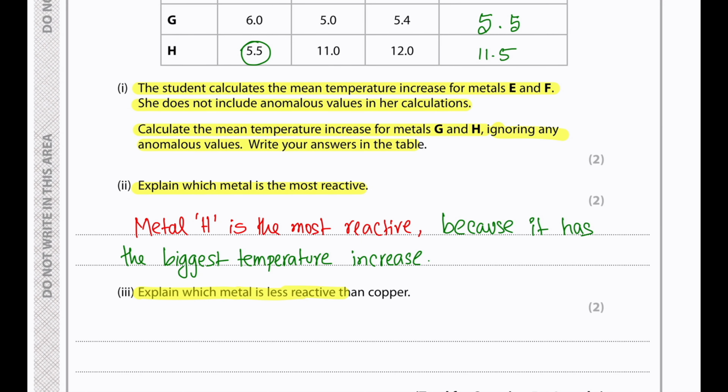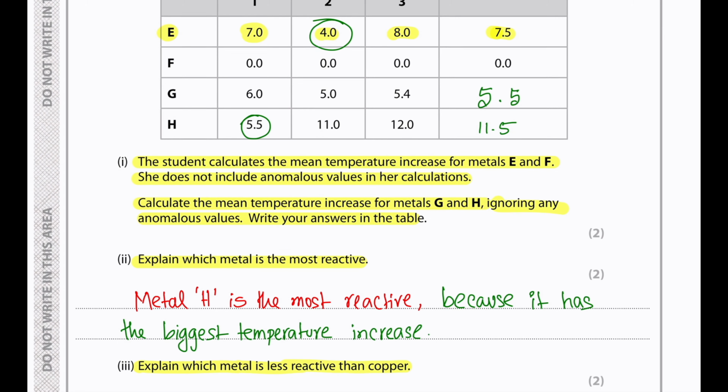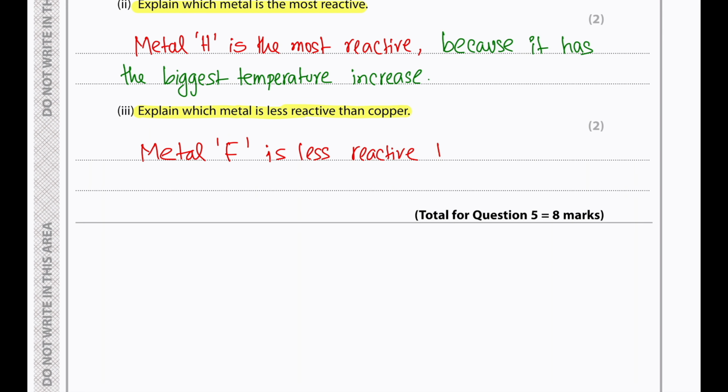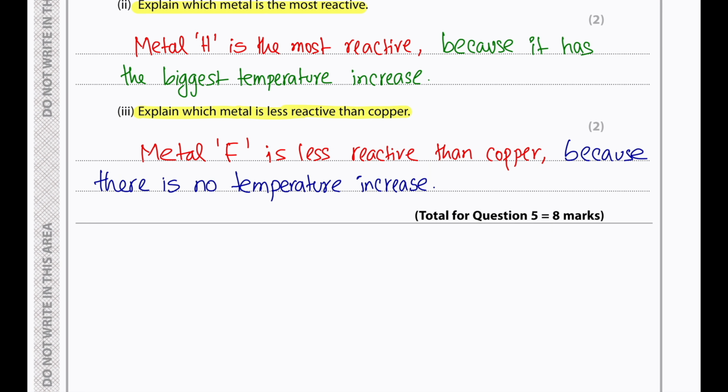Explain which metal is less reactive than copper. Metal F does not have any reaction, so it must be less reactive than copper because there is no temperature increase.